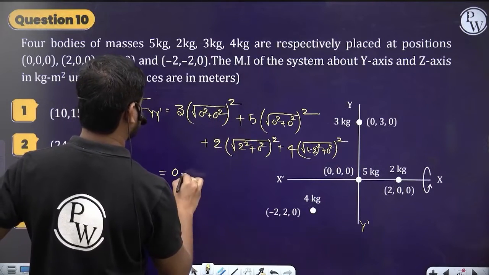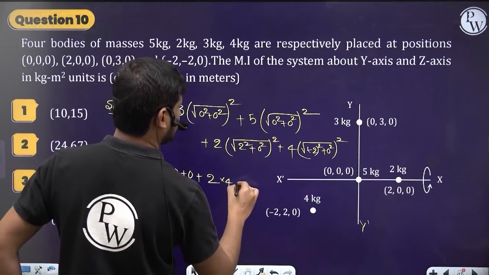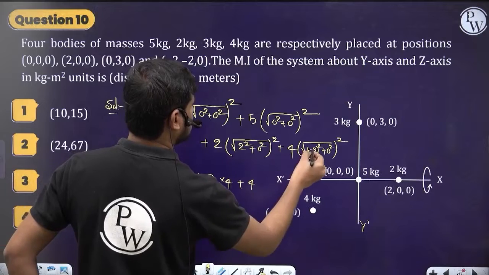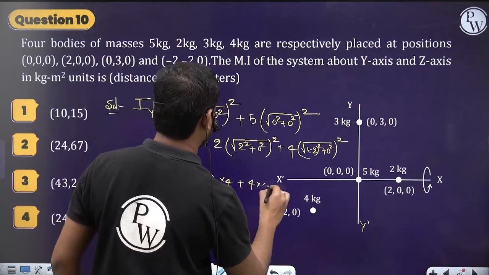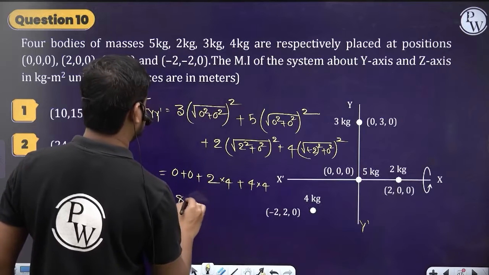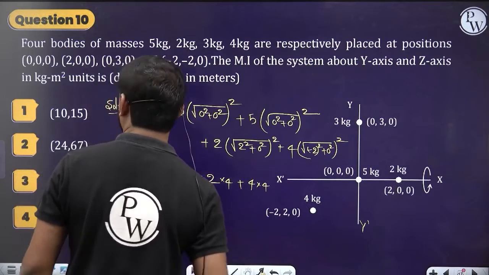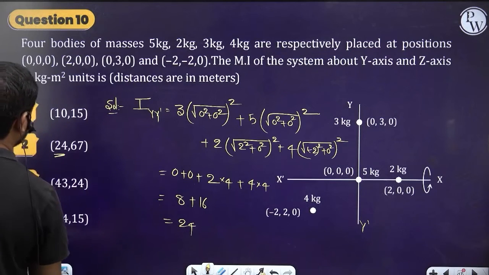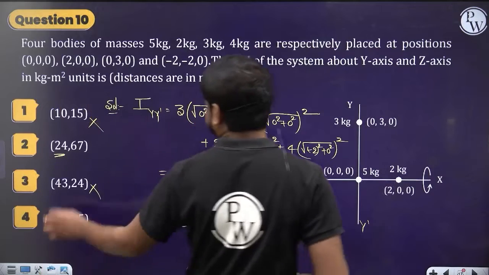So I can write, this is 0, this is 0, this is 0, this is 0. The first two are 0. Then 2 into 2 square, 4, plus here 4 into minus 2 square, which is again 4, right? So here 8 plus this one 16, which is 24. So the first one is 24, it is there in option 2 and option 4. You can eliminate these two.